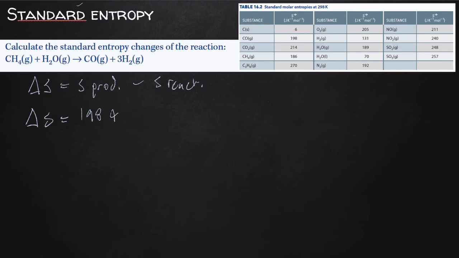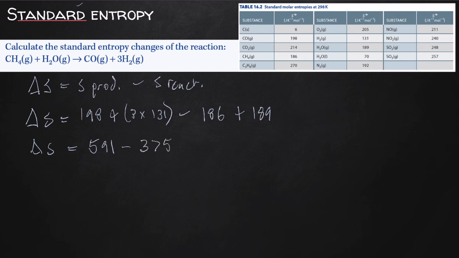Plus, then we've got 3 moles of hydrogen as our other product, 3 times 131, minus the sum of the entropy of our reactants. So what do we got here? Methane, 186, plus 1 mole of water vapor, H2O, 189. That's going to be 591 minus 375. And finally, delta S, the change in entropy. In this particular reaction, we have plus 216 joules per Kelvin per mole.